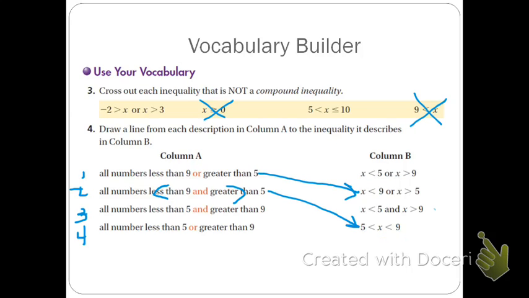So we have 2 left, and really you could tell which one's which just because of the and or or statements. Here we have an and, there we have an or. The only and that we have left is right here, and the only or that we have left is right here.